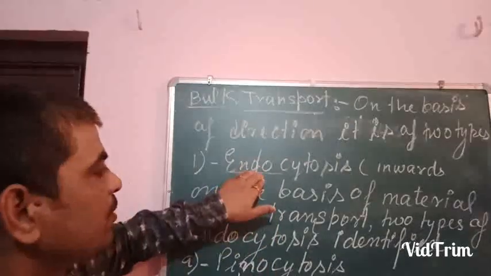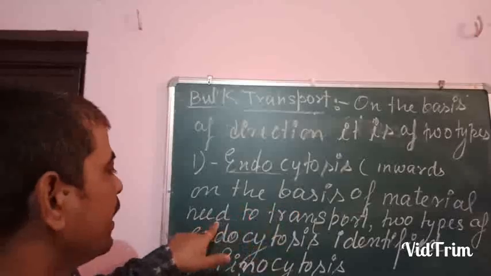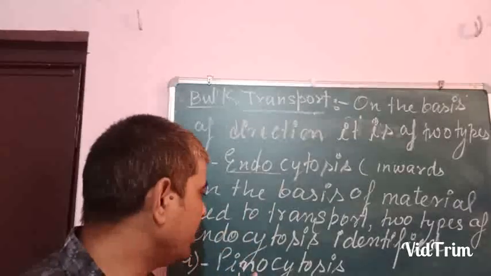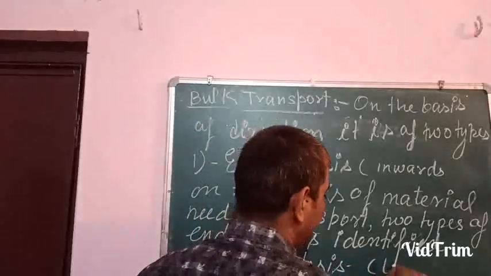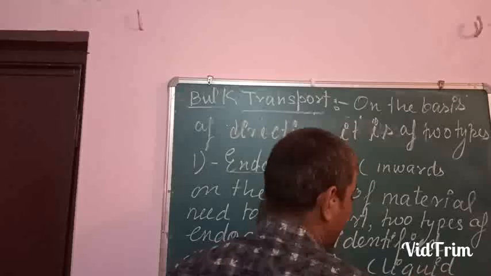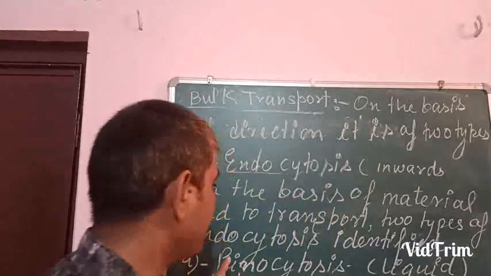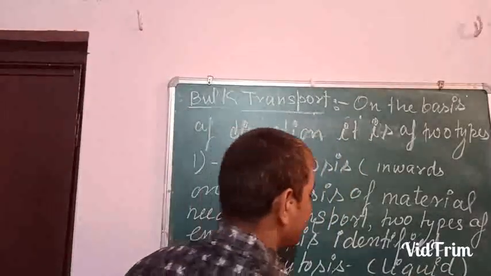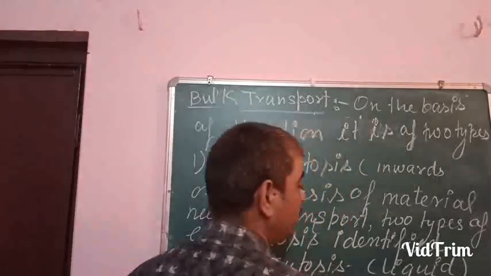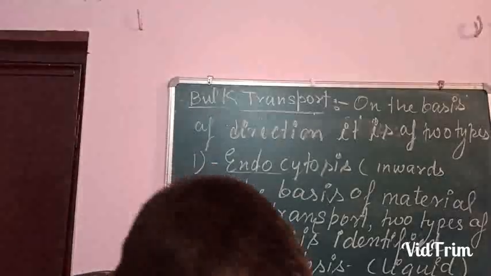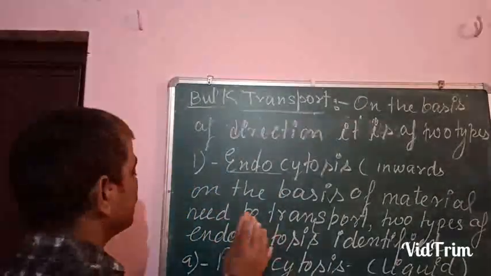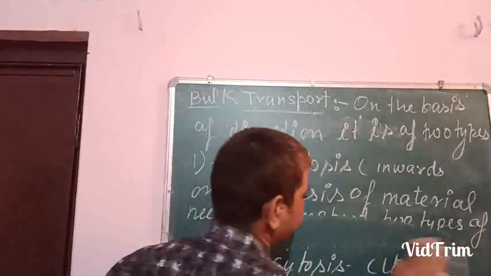Now this endocytosis, on the basis of material transported across the plasma membrane, if liquid is transported, it will be pinocytosis, and if solid large molecules are transported, it will be phagocytosis. Okay, let's now study them one by one in short.